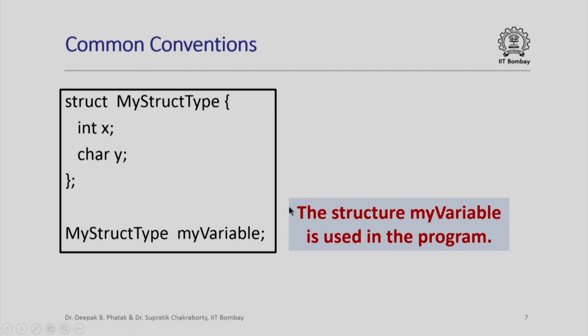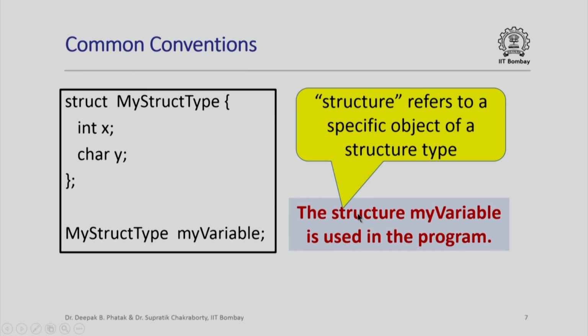Alternatively, suppose I told you that the structure myVariable is used in the program. Remember, myVariable is really a variable of the structure type myStructType. So we will often call such variables, which are really objects of a given structure type, as structures themselves. So here by structure I am referring to a specific object of a structure type. This is very common when we talk about programs. We often talk about variables of a structure type as structures themselves.